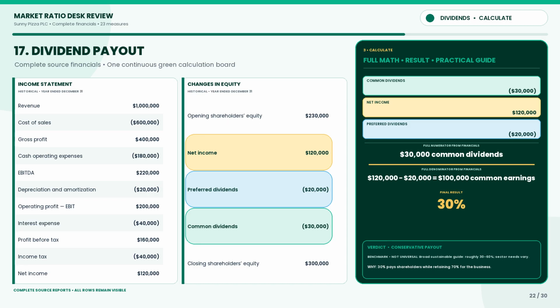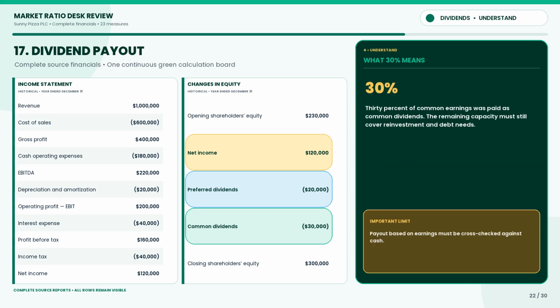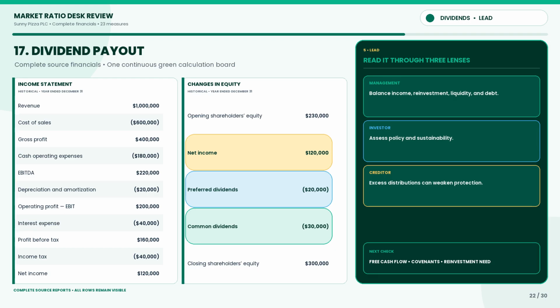The market uses payout to judge dividend policy and how much profit remains for growth. Management balances shareholder income with reinvestment, liquidity, and debt reduction. Investors assess dividend sustainability and business maturity. Creditors monitor payout because excessive distributions can weaken liquidity and creditor protection, particularly when earnings are not converting into cash.